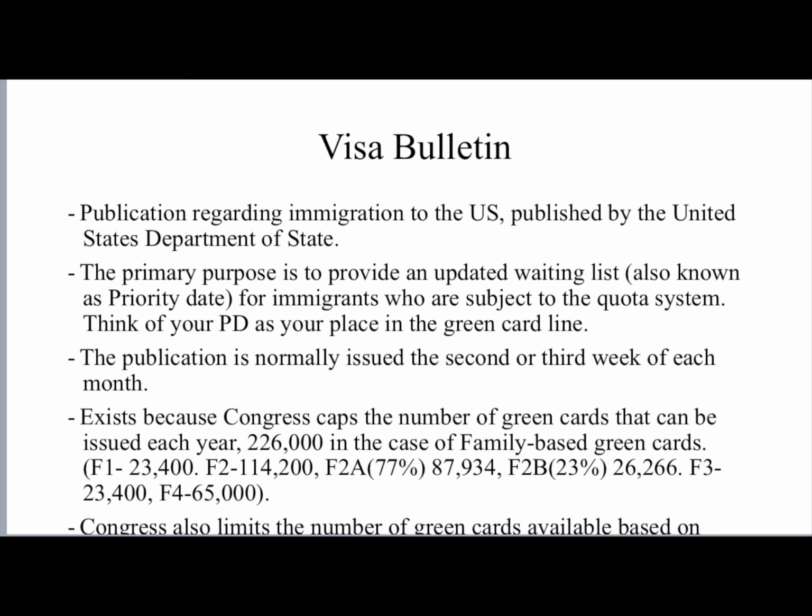So just to reiterate, Congress limits the number of green cards available based on country of origin. And when you think about countries like China and India, with populations in the billions, and Mexico and the Philippines, with millions, their backlog is greater than the other countries, right? Because of their population and the amount of persons filing in these countries. And you will see as we get into the bulletins.